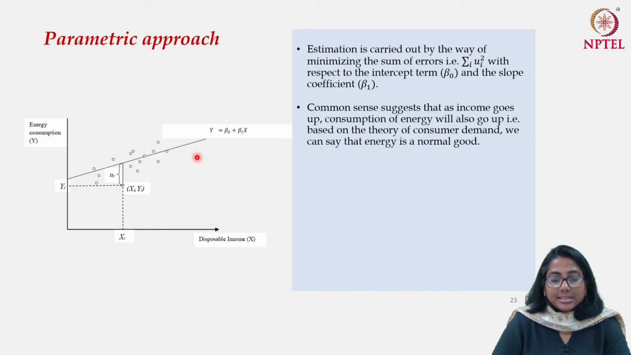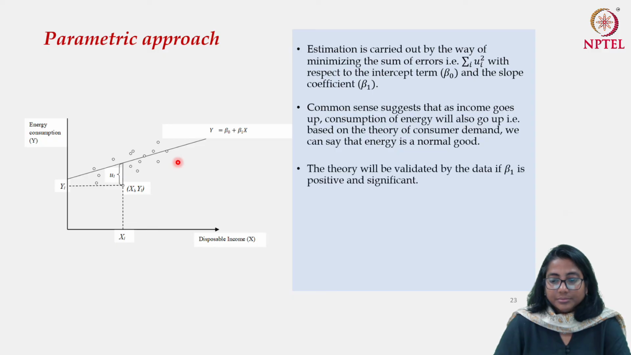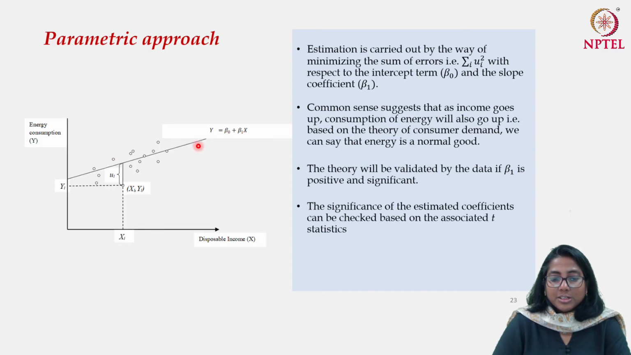As we have already discussed, for many of the energy sources, common sense suggests that as income goes up, the consumption of the energy resource will also go up. And this is what theory tells us. Now we are going to test it with the empirical data. The empirical data will validate the theory if I find that beta 1 is positive and significant. So this is the thing that I have to check for. Since this fitted line is positively sloped, I know that beta 1 is positive. But now I have to check whether this is significant or not.